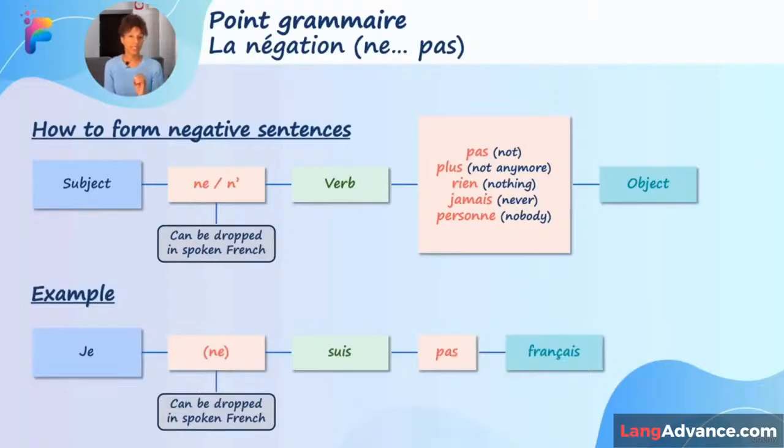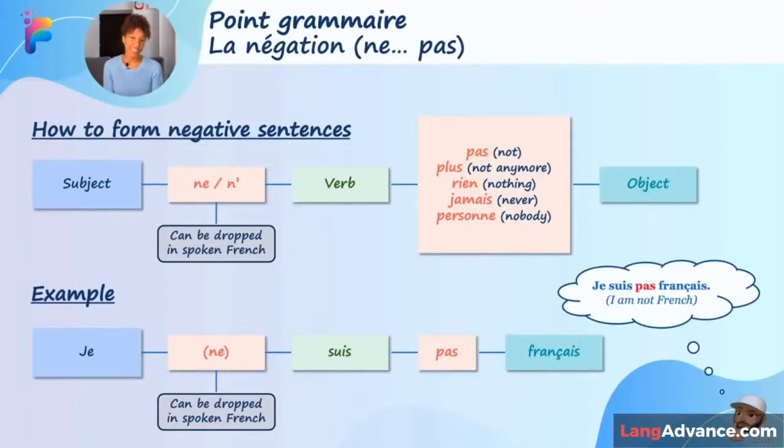First, the positive sentence. Je suis français. Now, when you use negation in French, you would say je ne suis pas français. So this would be the written form. Now, if it's spoken, it's correct to say je suis pas français. It means I am not French.